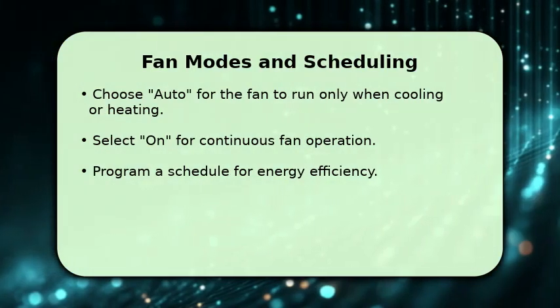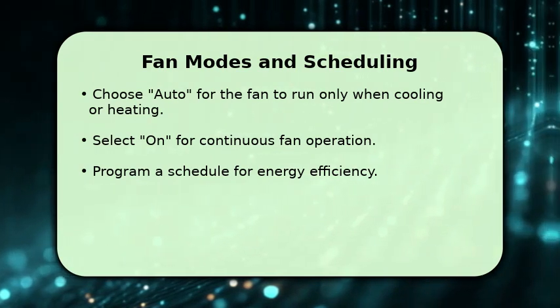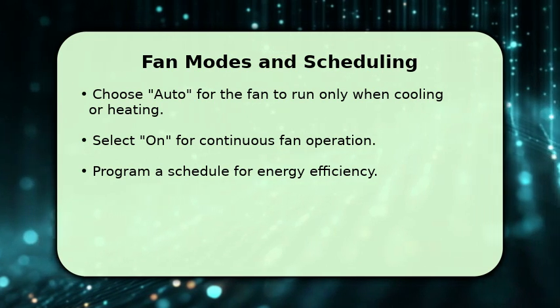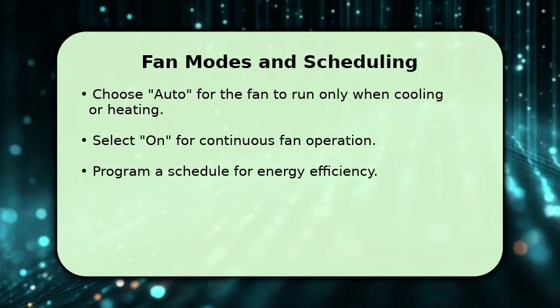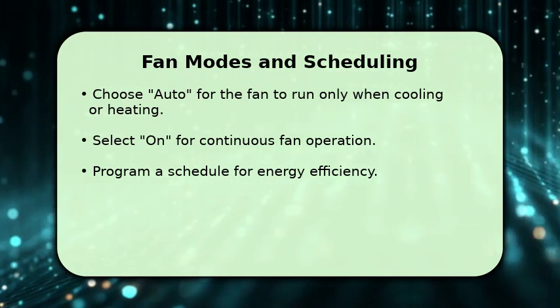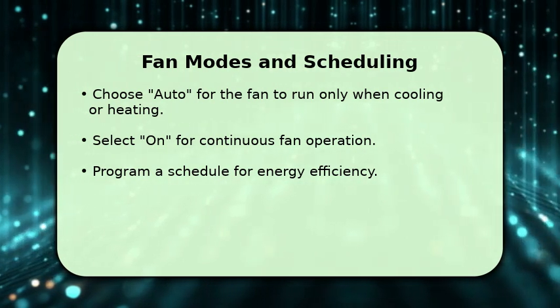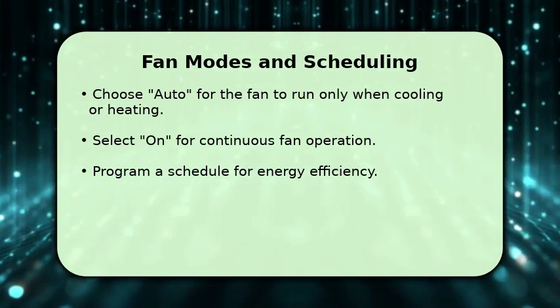Next, consider your fan settings. Auto is generally recommended, as the fan will only run when your AC is actively cooling or heating, saving energy. If you prefer continuous air circulation, select On. Many thermostats also allow you to program a schedule, automatically adjusting temperatures throughout the day. This can significantly improve energy efficiency and maintain comfort when you're home.